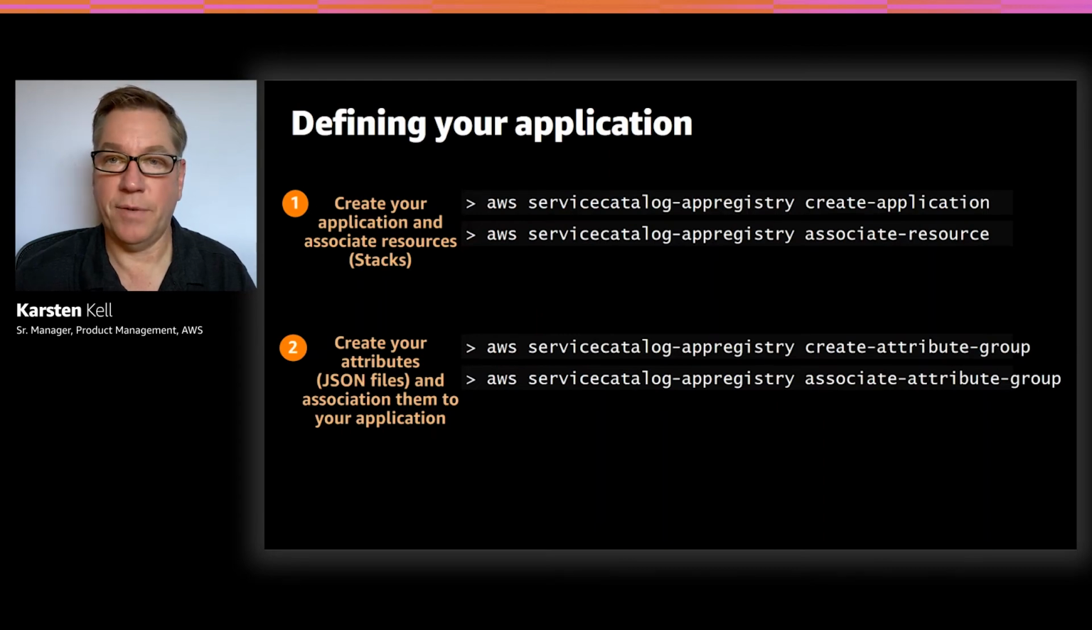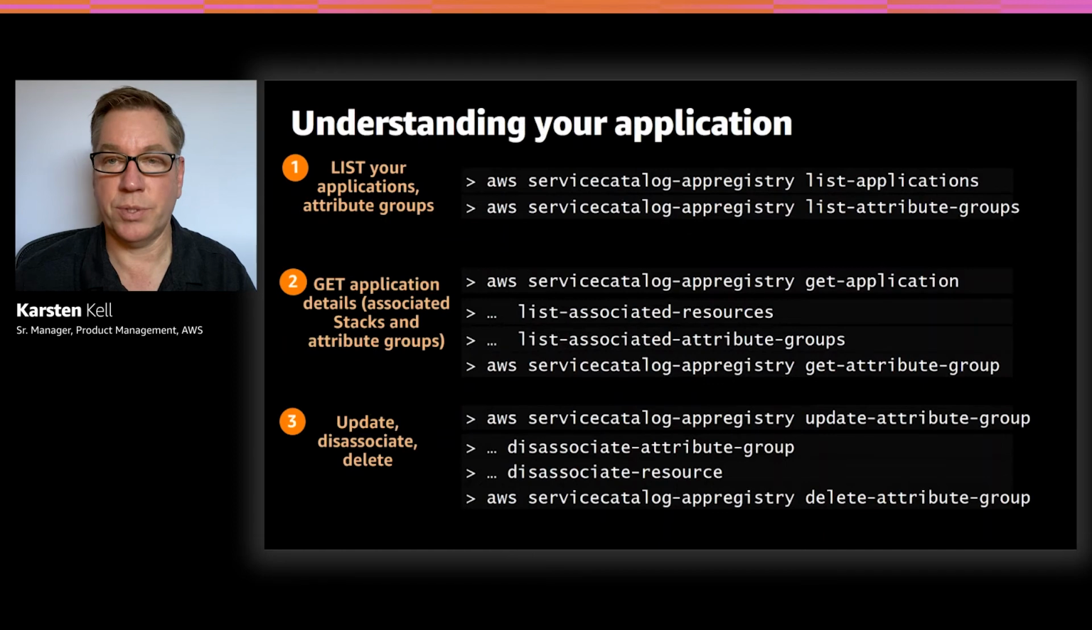So once you have defined your application, associated your resources and your attribute groups, what else can you do with it? Well, you want to get information about it afterwards. So you can list your applications and attribute groups. You can get application details, and you can update, disassociate, and delete. So this gives you full capabilities to create and manage throughout the lifecycle the resource associations and metadata, and then you can delete it when you're done, or you can keep it around for reference.